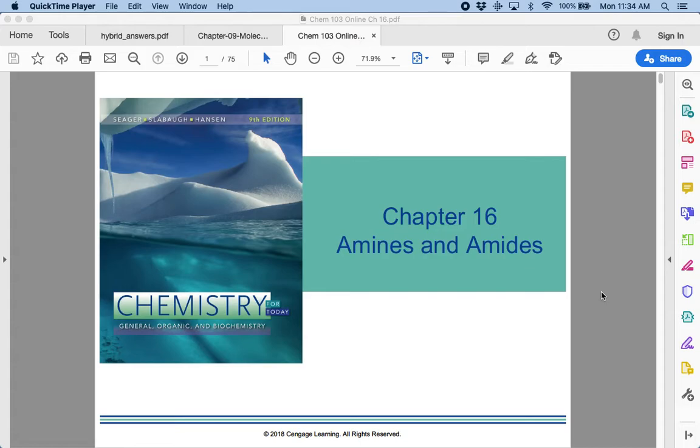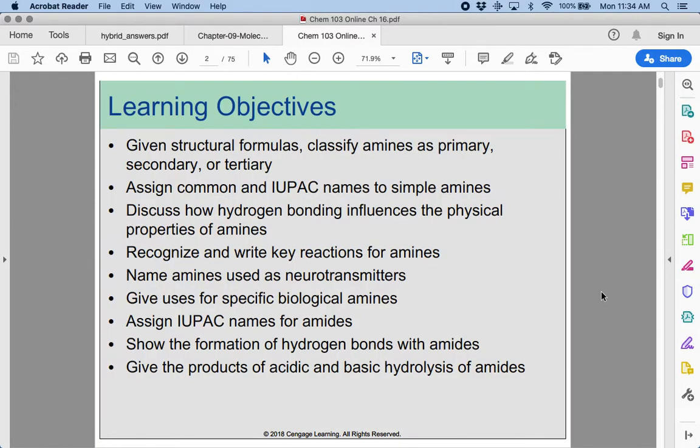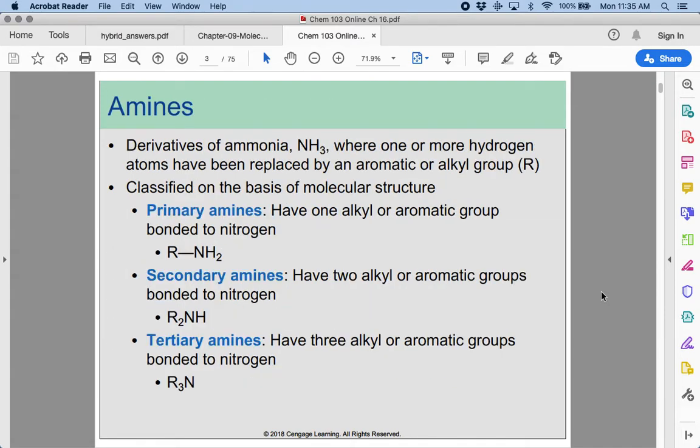Today we'll be talking about amines and amides. So again, just like we've done with all our other functional groups, we'll be talking about the structure, how to name them, discuss physical properties of these functional groups, as well as important reactions with them. We'll also talk a little bit about some common names for these, as well as some important ones that we see in biology.